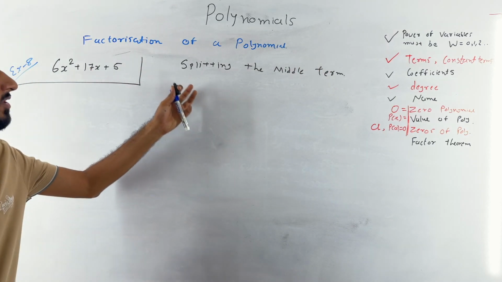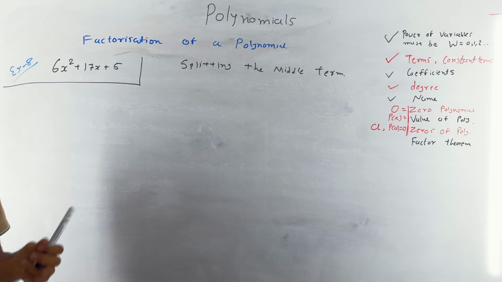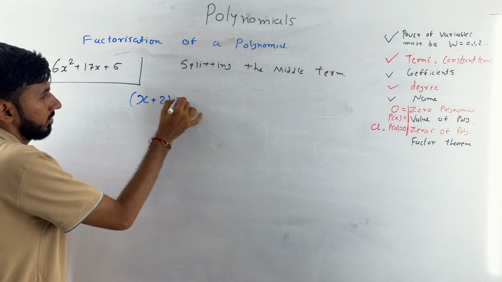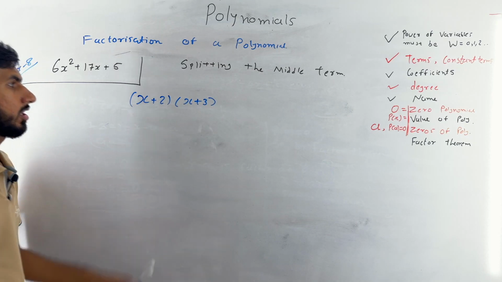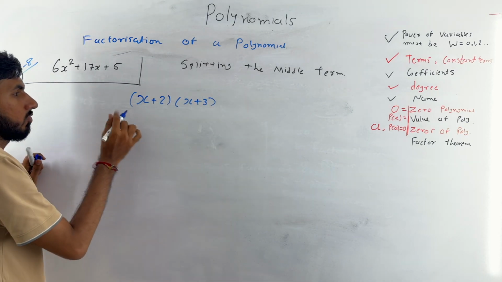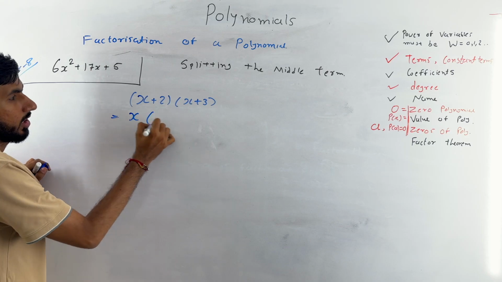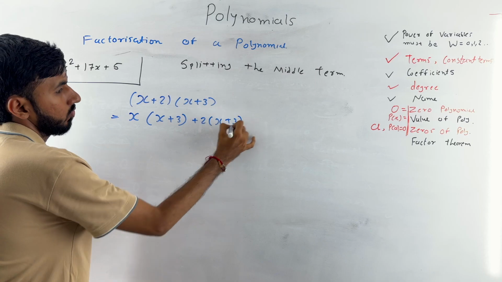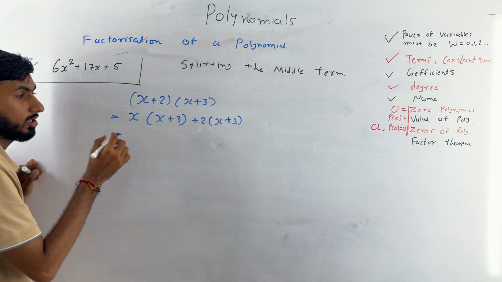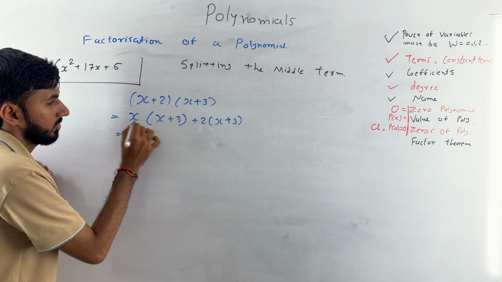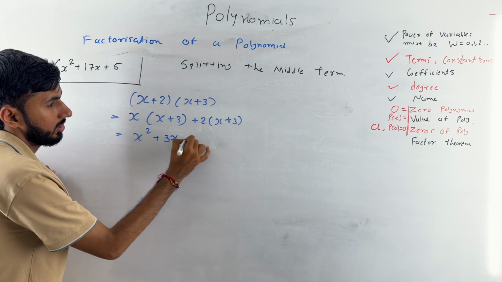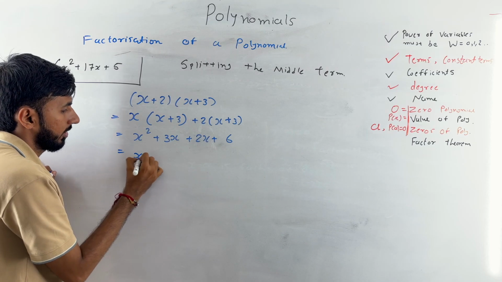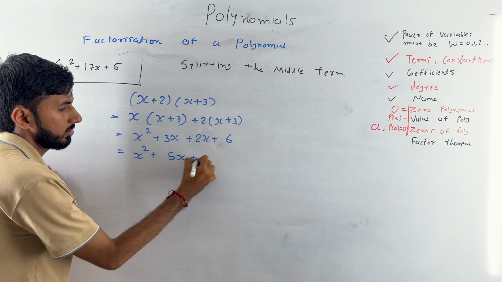Now, why do we have splitting the middle term? Let us see by example. Let us say I have x plus 2 and x plus 3. Now, if I want to find the product of these two, then I have to do x multiply x plus 3, then plus 2 multiply x plus 3. You have already done this type of question in standard 8, right? So x multiply x, that is x square. Now x multiply 3, that is 3x, plus 2x plus 6. 2 multiply 3, that is 6, right? So I can write x square plus 5x plus 6.